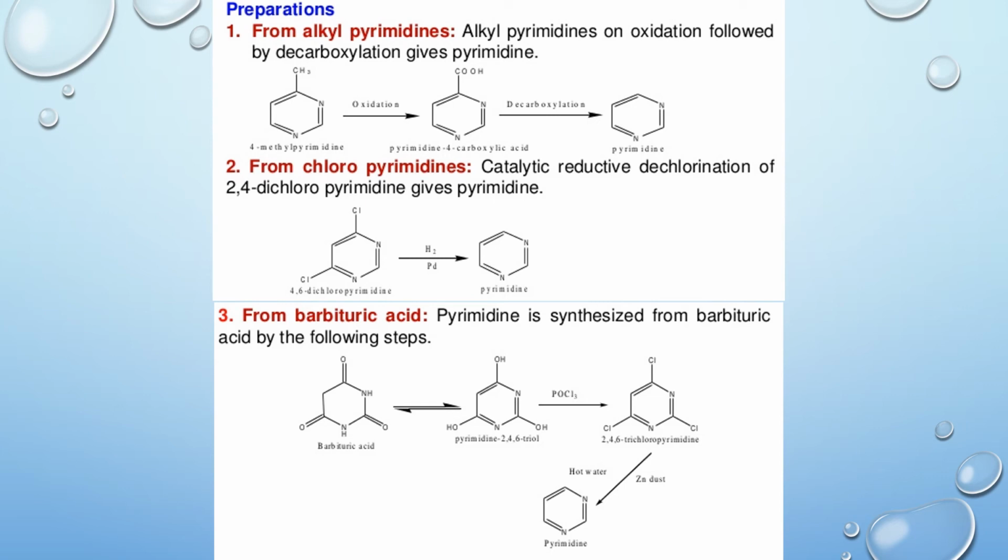Pyrimidine may be prepared from barbituric acid. Barbituric acid can be obtained by the condensation of malonic ester and urea. The product barbituric acid, that is malonyl urea, on reaction with phosphorus oxychloride, POCl3, followed by reduction with zinc dust gives pyrimidine.